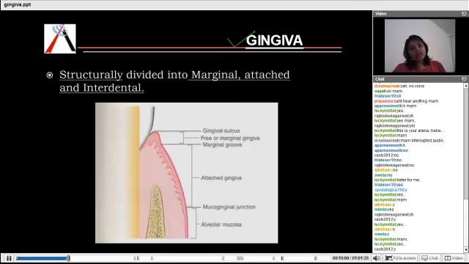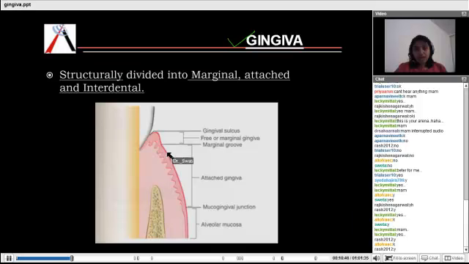Now when we talk about gingiva's divisions, look at this diagram. Structurally, gingiva is divided into marginal, attached and interdental gingiva. Now, marginal gingiva: if you try to insert your probe, there will be an end after which the probe doesn't go in. This is the sulcus, the depth of the sulcus. From the depth of the sulcus to the tip of the gingiva, this part of gingiva is the marginal gingiva. Right?